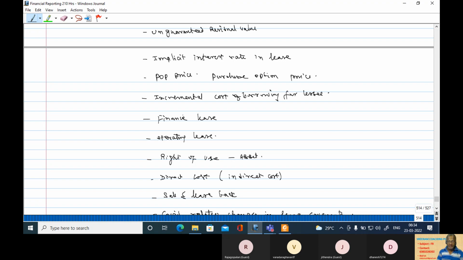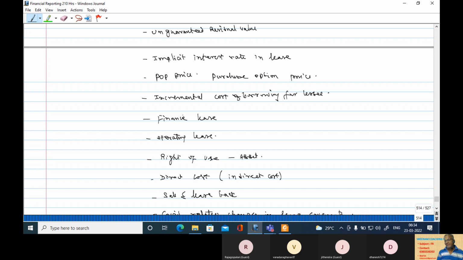Lessor transfers the right to use of an asset. Along with that, substantially all the risk and the reward incident to the ownership of the asset to the lessee for a consideration or for series of considerations. So it becomes very tight to understand what you mean by substantially all the risk and the reward. What do you mean by risk and what do you mean by reward?